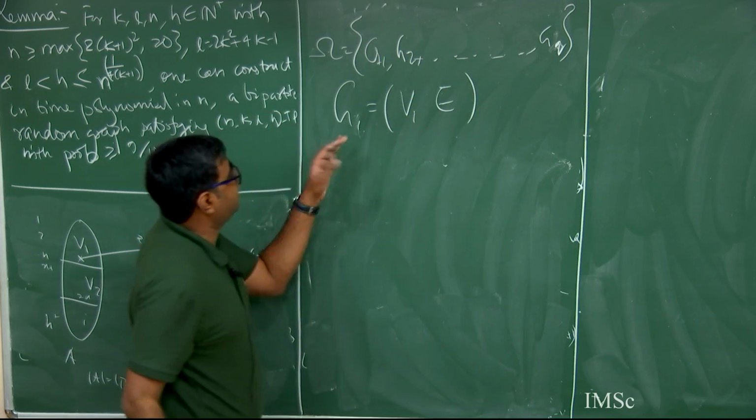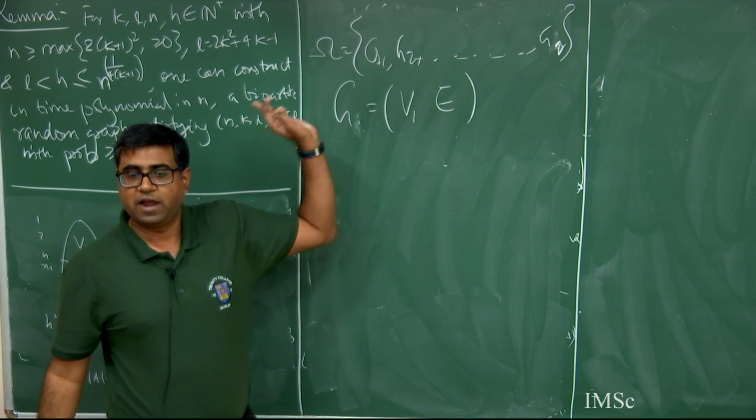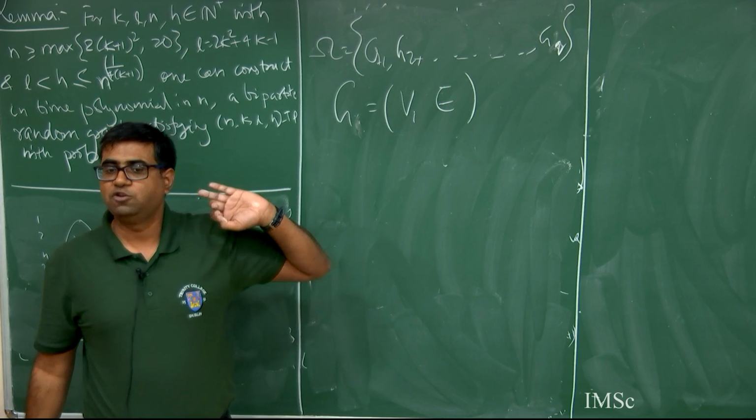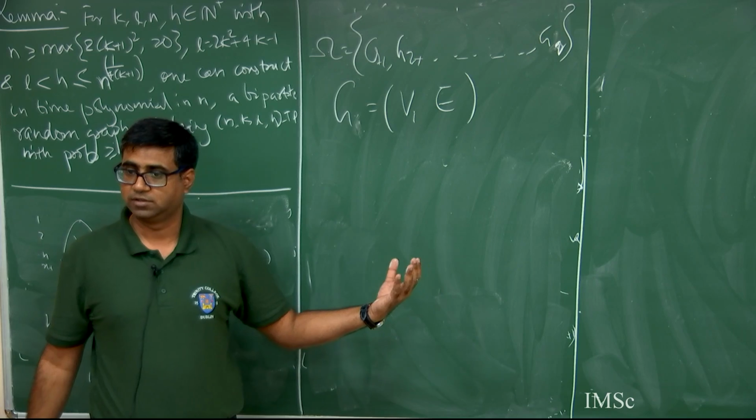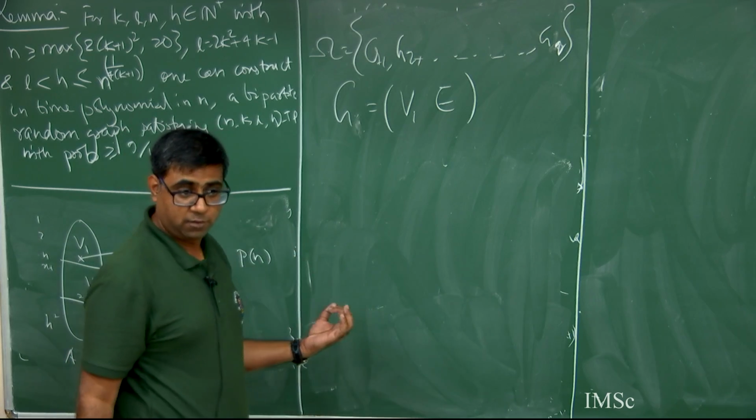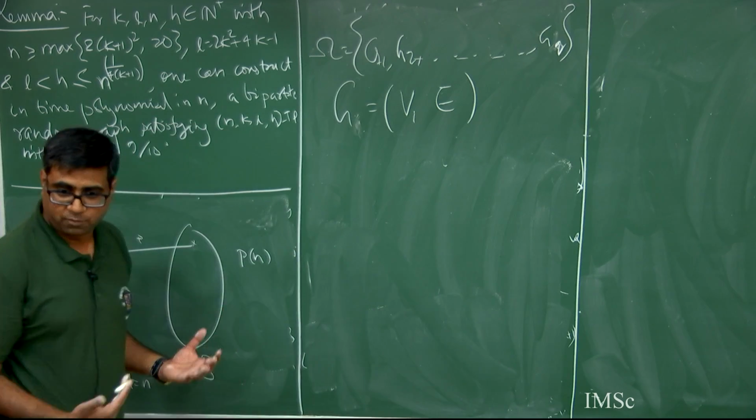What is the probability? Now I have defined omega. Now I need to define a probability distribution over this. How am I going to define a probability distribution over this? Here is my way of defining it.